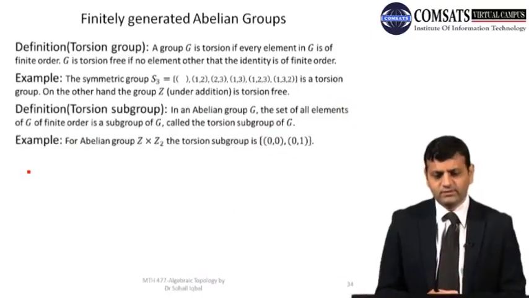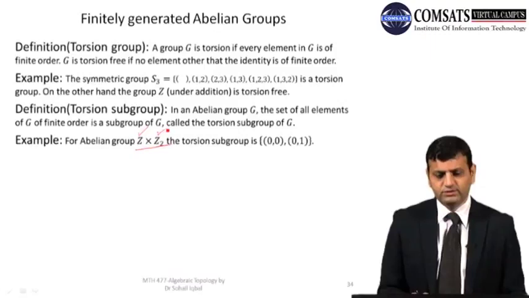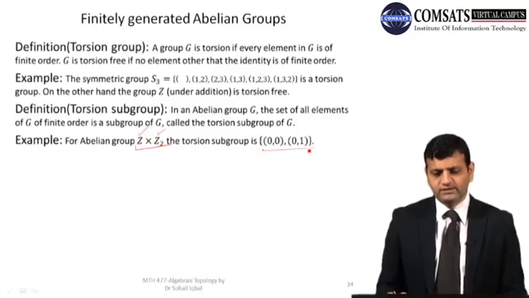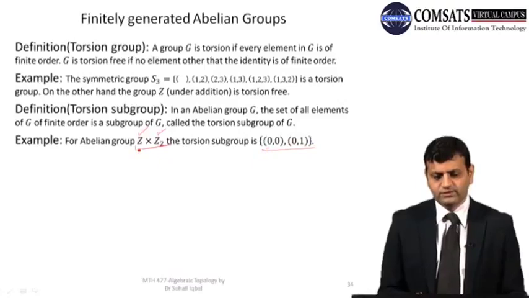So what is torsion subgroup? In an abelian group G, the set of all elements of G of finite order is a subgroup of G called the torsion subgroup of G. So for example, consider this abelian group. We have seen that Z under addition is a group. Z2, which has 2 elements 0 and 1, under addition is a group. So the torsion subgroup is this element. Apart from the identity, we have one other element of this group. So this is the torsion subgroup of this group.